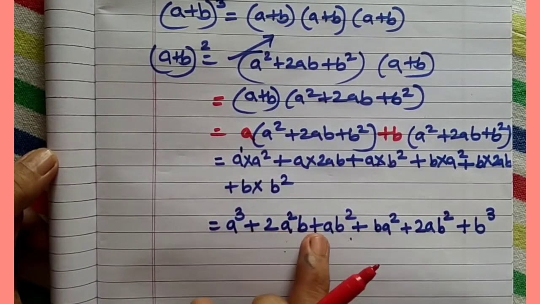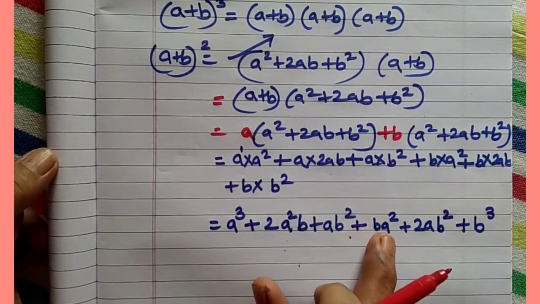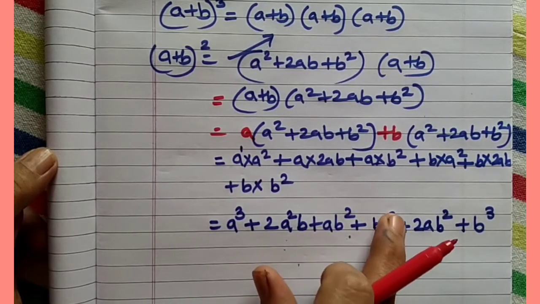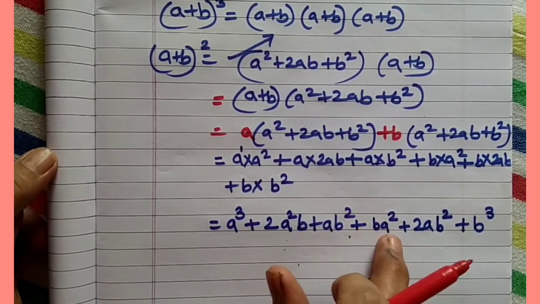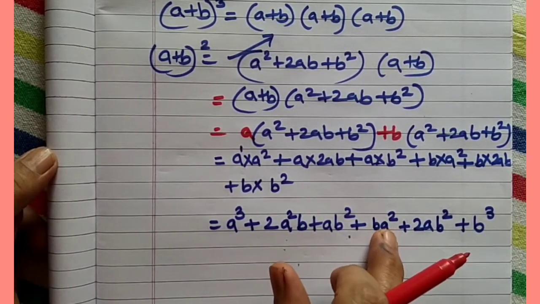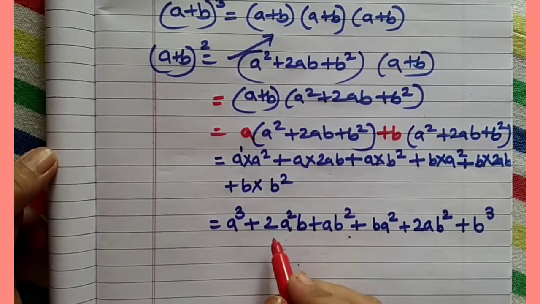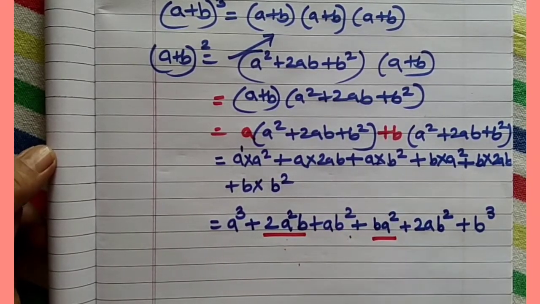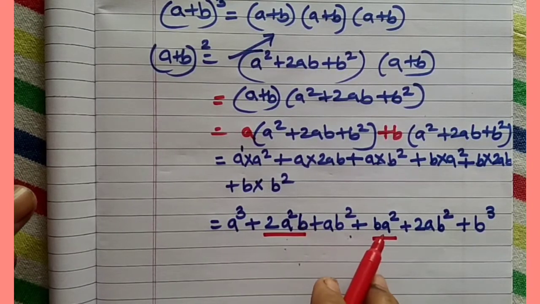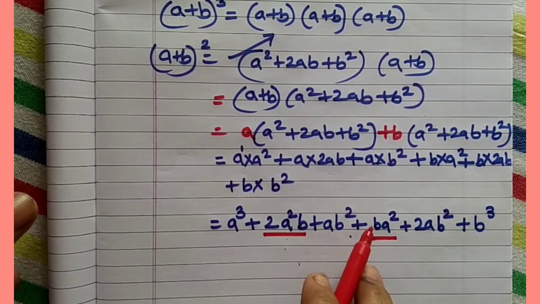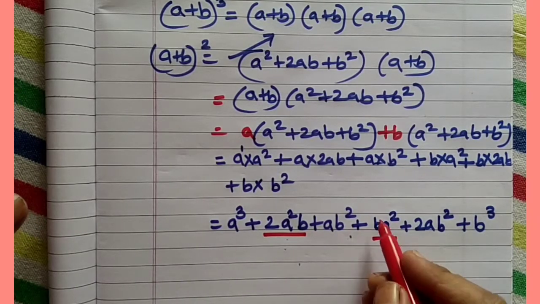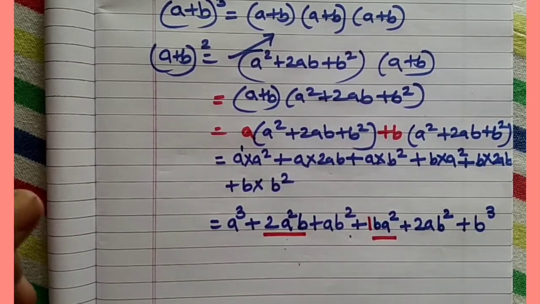A square b. Do we have any a square b? Here, see here. This is a square b. Even if it is written this way, b a square, it is same as a square b. So these two are like terms. 2a square b and this is 1a square b. There is no other number here, so it is 1a square b. We can write it as 1a square b.